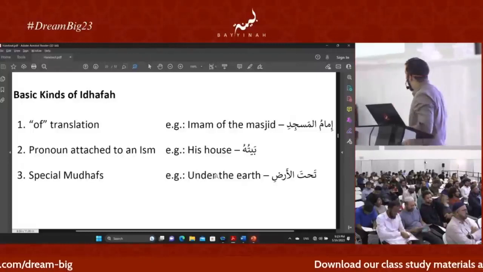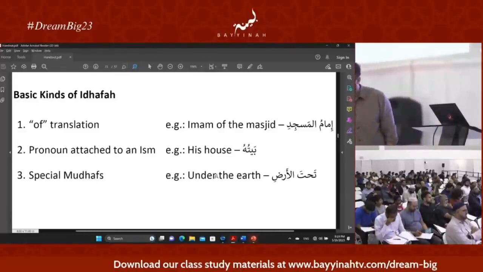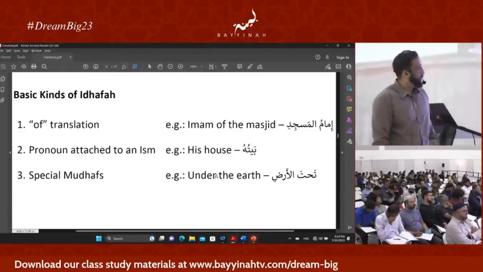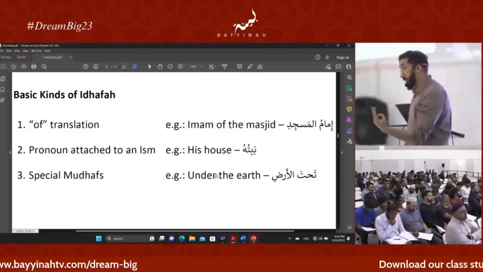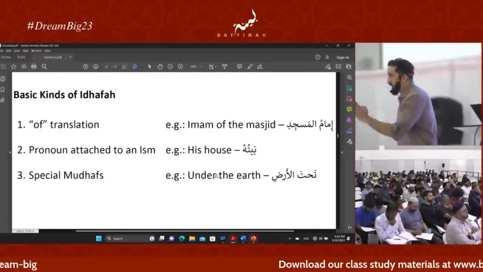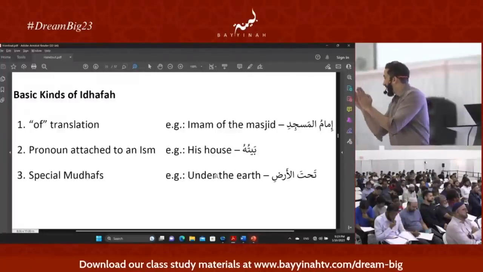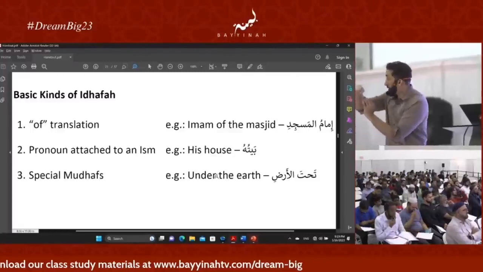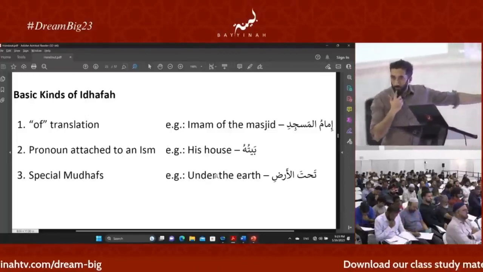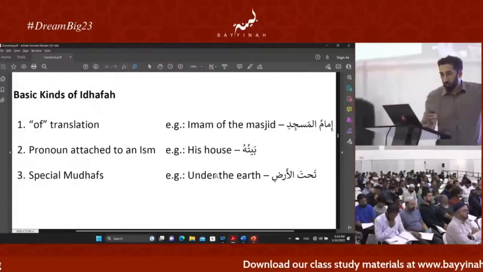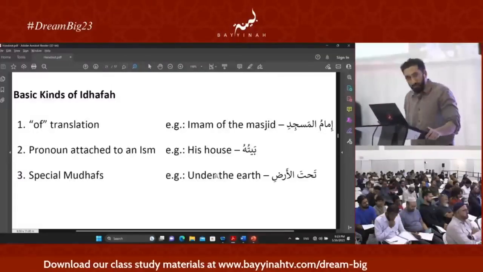It says at the bottom, basic kinds of idafa. There are 3 basic kinds of idafa. The first one, I already told you, has what translation between the mudhaf and the mudhaf ilayh? Of. The second one, I just showed you: whenever an ism comes with a pronoun, the pronoun becomes mudhaf ilayh, which means the ism becomes mudhaf. That's number 2. Then there's a third category. I call them special mudhafs.